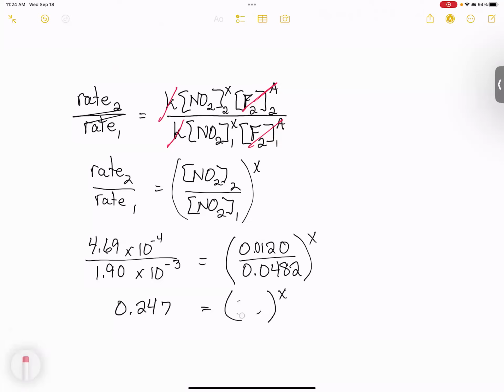Never mind, that comes down to 0.249 raised to the X. So X here comes out to be equal to 1. So our order for NO2 is equal to 1.